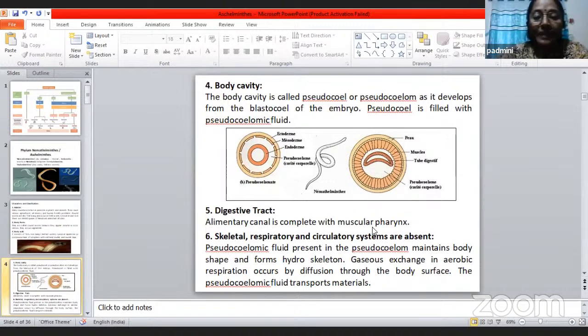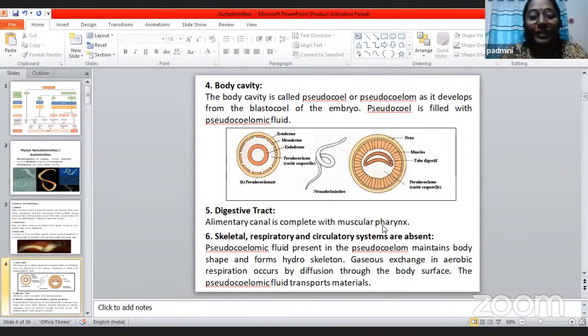The digestive system is complete, with a muscular pharynx. The alimentary canal is not well developed in Ascaris because they don't have to do a lot of work. Why? Because everything is ready-made for them, as they are surviving in the host. Whatever the host is feeding them, they just have to suck it up and feed themselves.